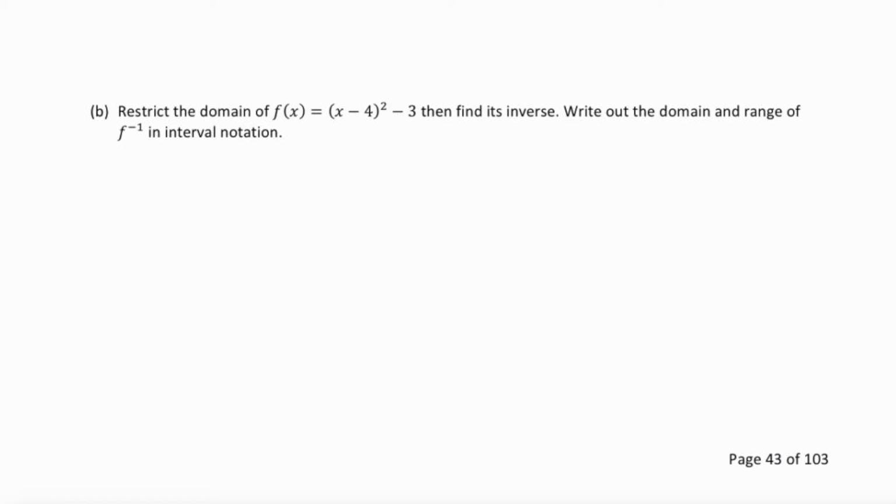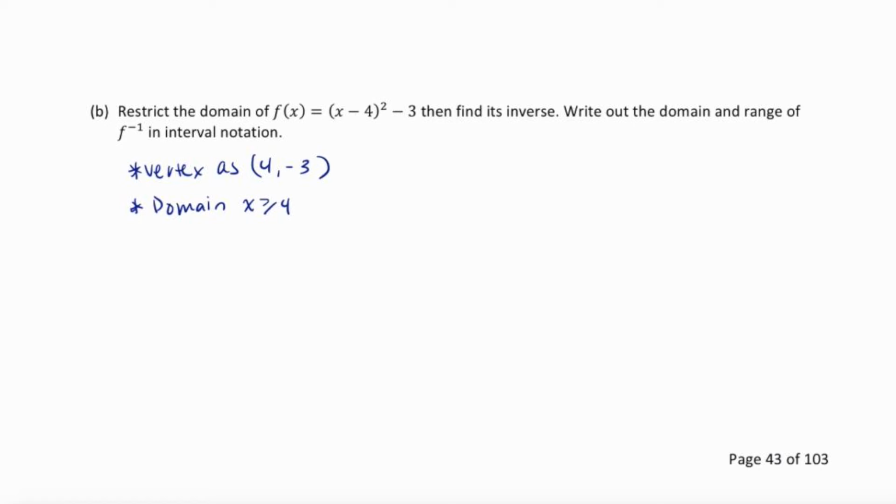So this is another parabola, another quadratic. We've already looked at these. When written in this form, we can identify the vertex here as 4, -3. That tells me we're going to want everything to the right of the x value of this vertex. So our domain is going to be x is greater than or equal to 4.